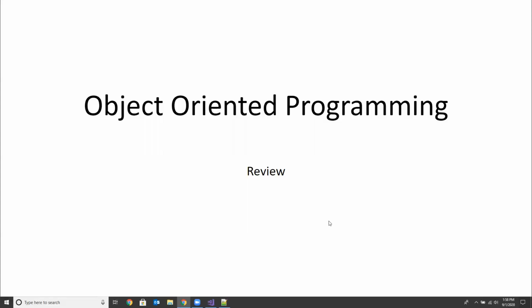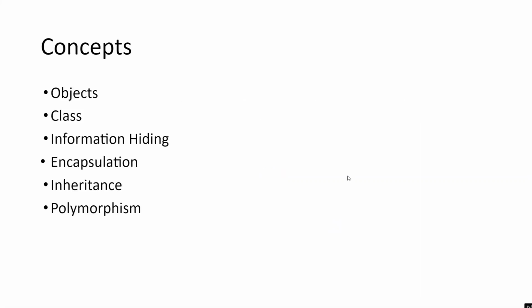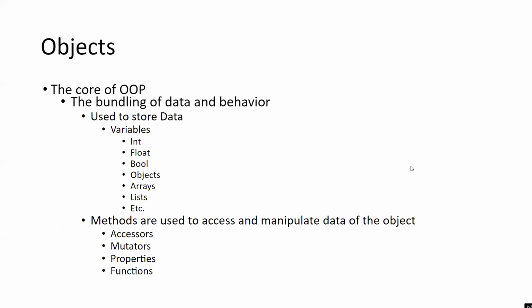All right, so today we're going to be talking about object-oriented programming and what that means and all the little intricacies of object-oriented programming. So the things we're going to be talking about are objects themselves, classes, information hiding, encapsulation, inheritance, and polymorphism. Now there are a few more things to object-oriented programming that aren't going to be covered in this lecture, but will be covered in later courses.